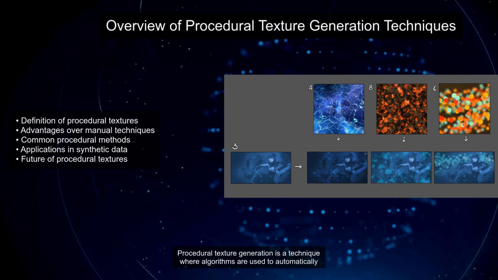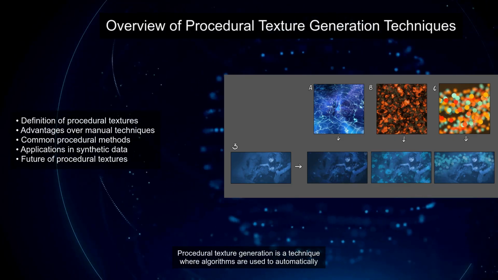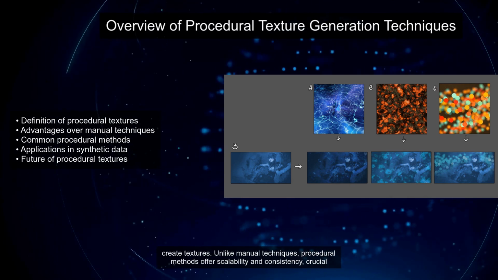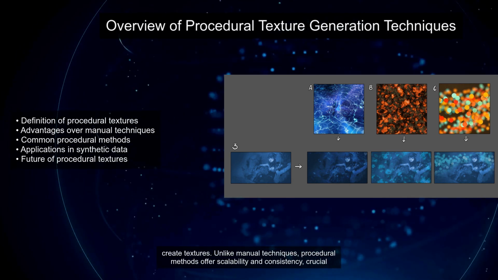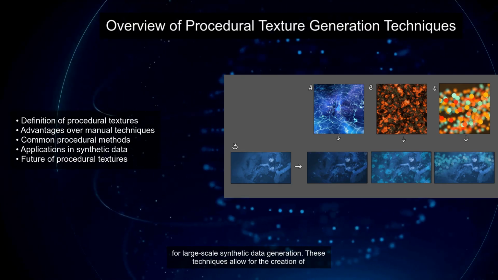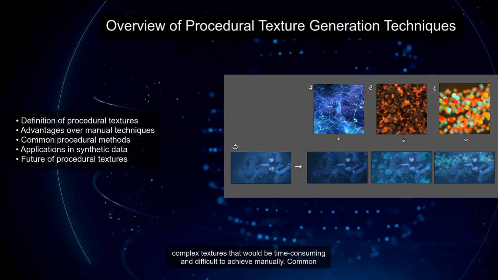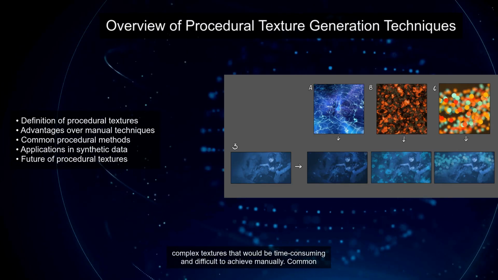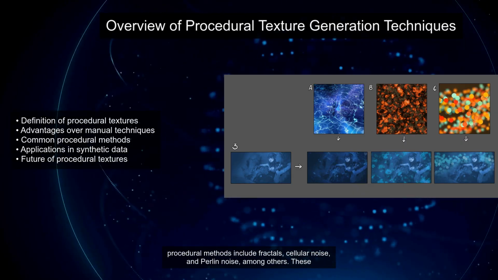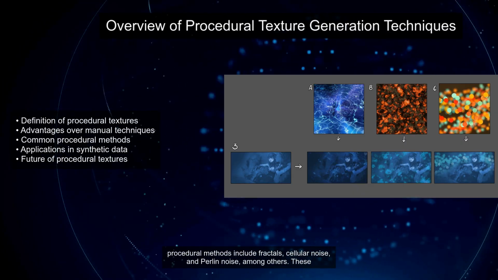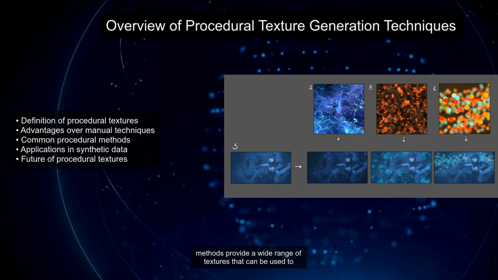Procedural texture generation is a technique where algorithms are used to automatically create textures. Unlike manual techniques, procedural methods offer scalability and consistency, crucial for large-scale synthetic data generation. These techniques allow for the creation of complex textures that would be time-consuming and difficult to achieve manually. Common procedural methods include fractals, cellular noise, and Perlin noise, among others.